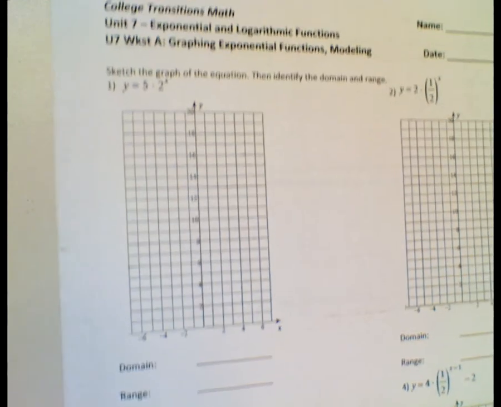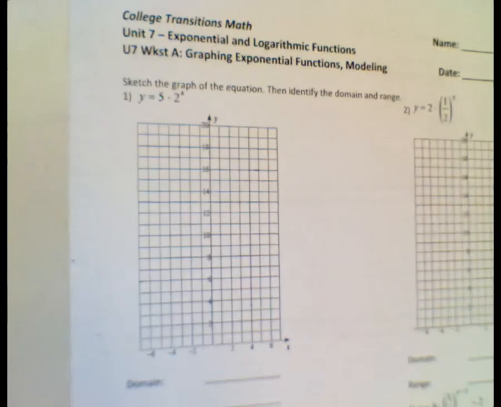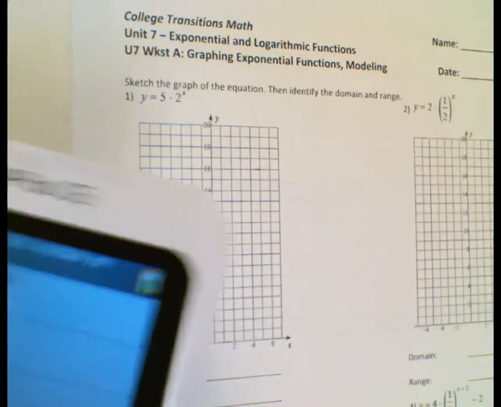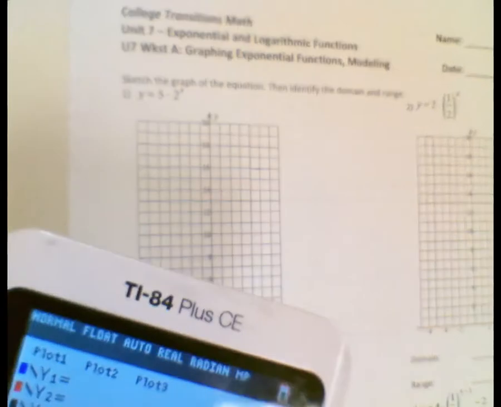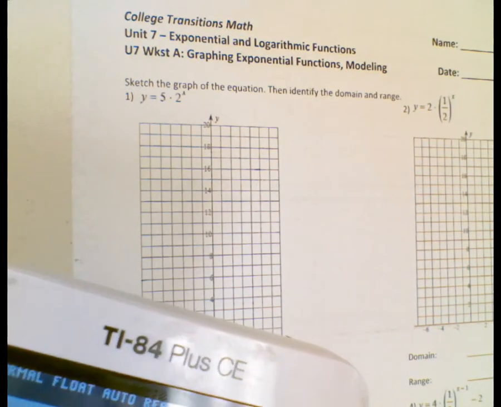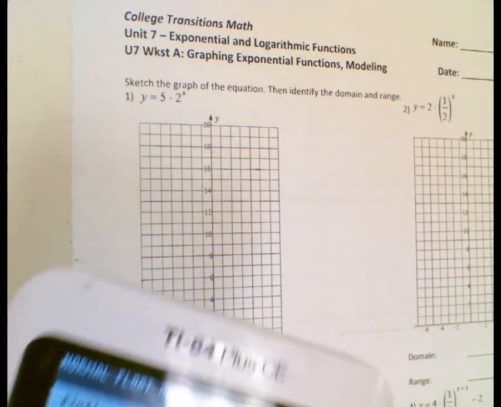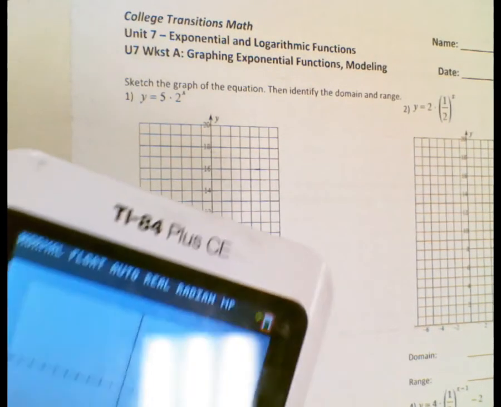Okay, so this is the Unit 7 Worksheet A. We're going to go ahead and start by graphing in our equation. We go 5 times 2 raised to the x power. So it looks like that. And we're going to press zoom 6.